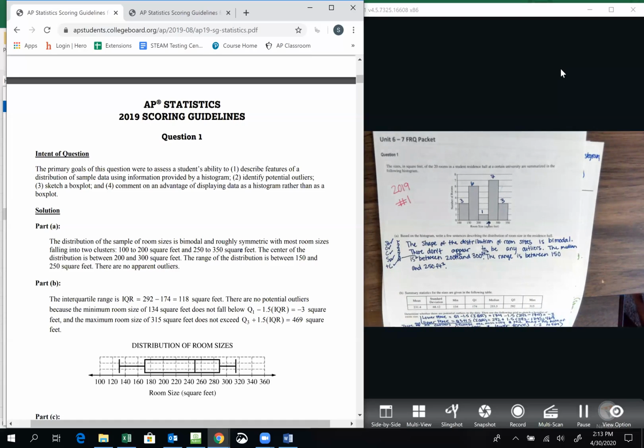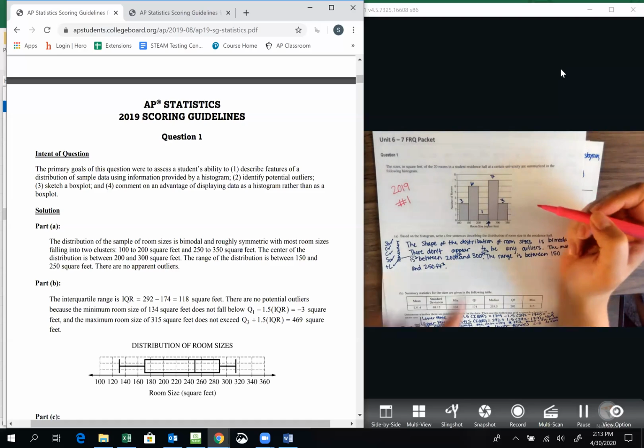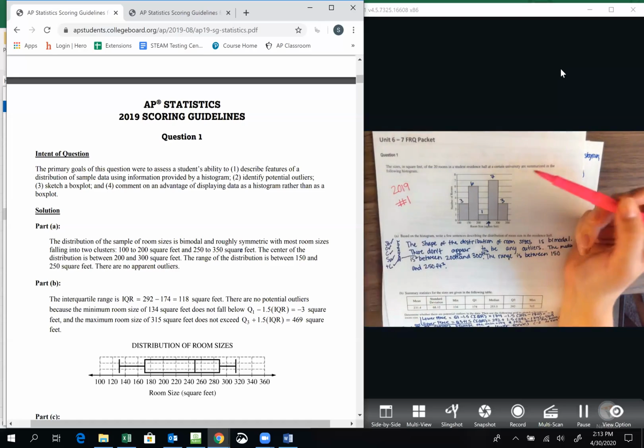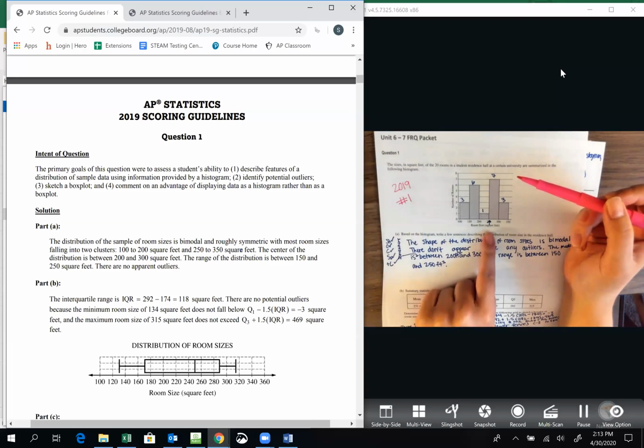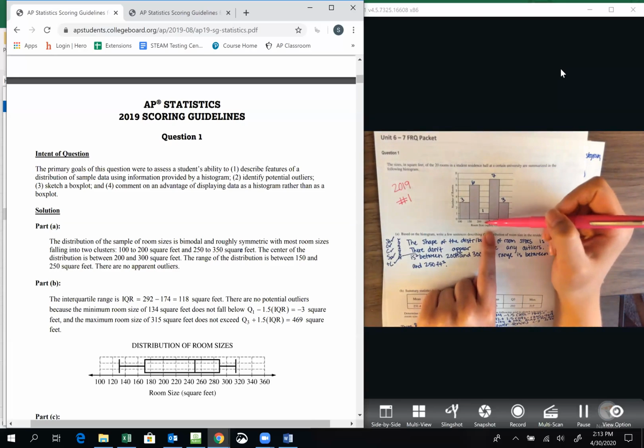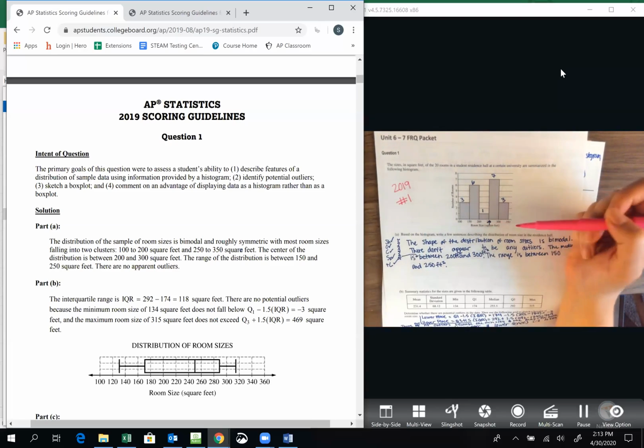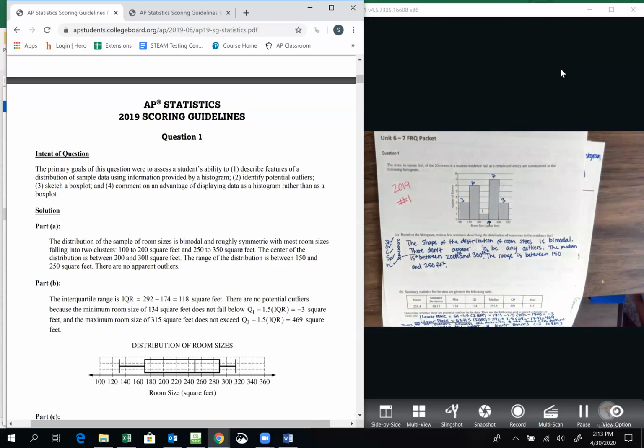The shape of the distribution of room sizes is bimodal. There don't appear to be any outliers. The median is somewhere between 200 feet squared and 300 feet squared. The way I got that was I counted, I knew there were 20 rooms, so I knew the 10th room was going to be where the median was. The 10th room is right between these two bars. So the actual value for the median could have been anywhere between 200 and 300.